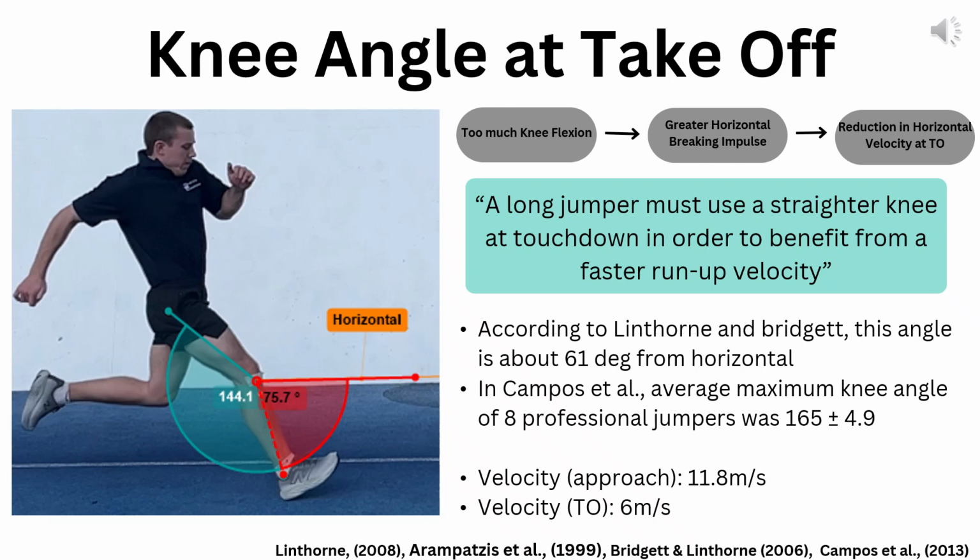So due to the athlete's insufficient knee angle at the start of takeoff, over 50% of their velocity gained in the approach run was lost at takeoff. And you can see that here with the velocity of approach, 11.8 meters per second, cut down almost by half to 6 meters per second at takeoff.